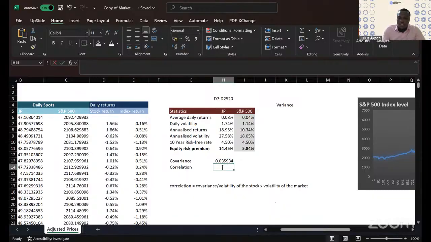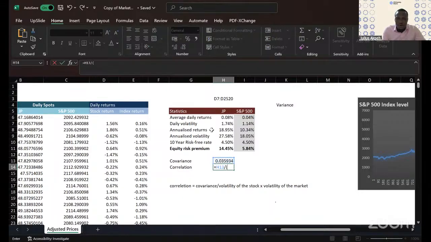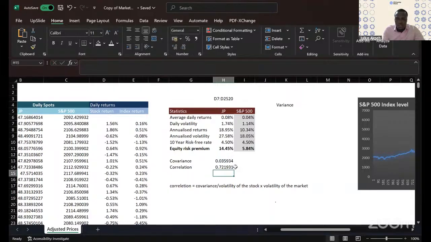Now, to get correlation is simply the covariance divided by the product of the annual volatilities. I could have done the same thing using daily covariance, but in that case, I must use daily volatility. Is that okay? Because correlation is not affected by whether it's daily or whatever, right? When I do this, it gives me a correlation of 0.72.